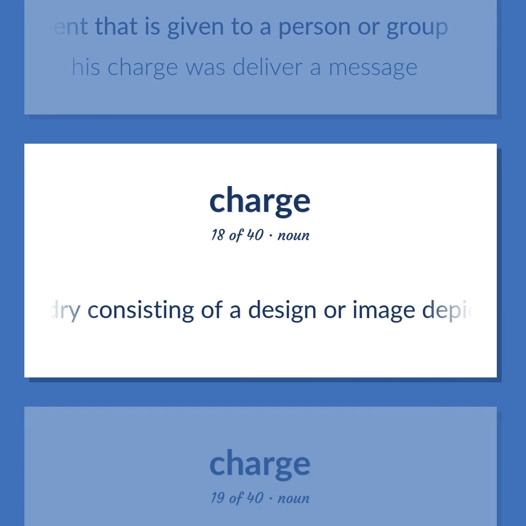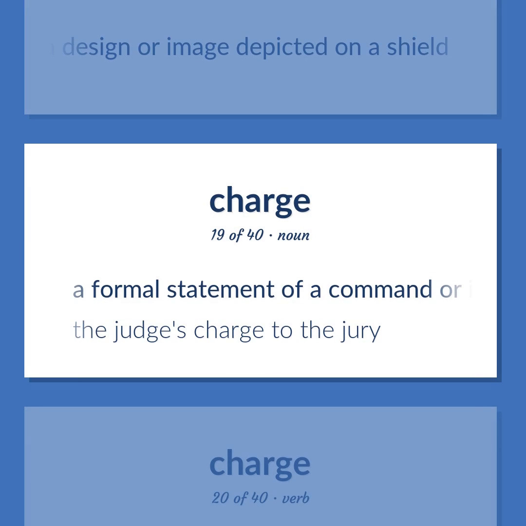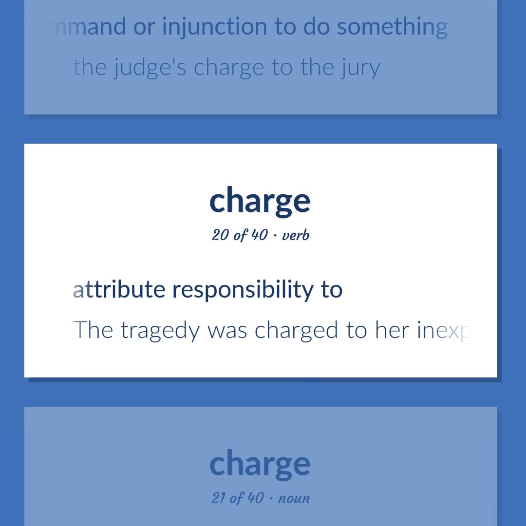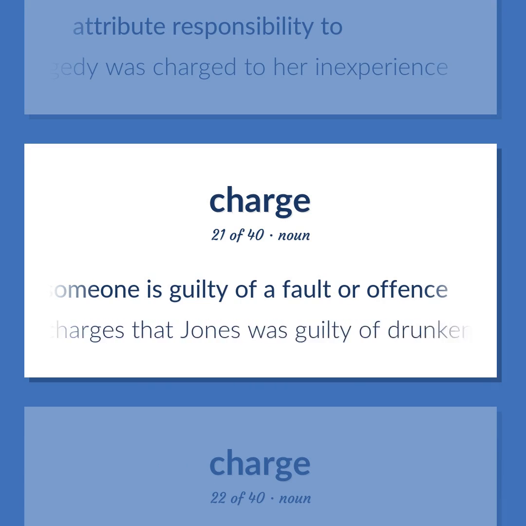Heraldry consisting of a design or image depicted on a shield. A formal statement of a command or injunction to do something. The judge's charge to the jury. Attribute responsibility to. The tragedy was charged to her inexperience. An assertion that someone is guilty of a fault or offense. The newspaper published charges that Jones was guilty of drunken driving.